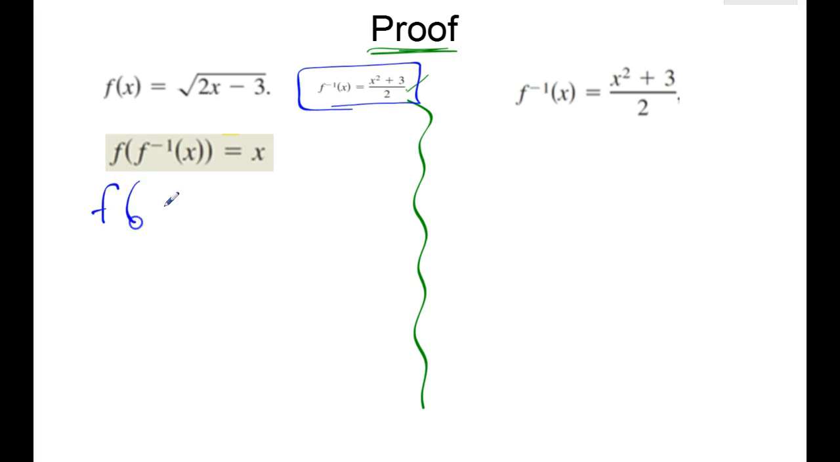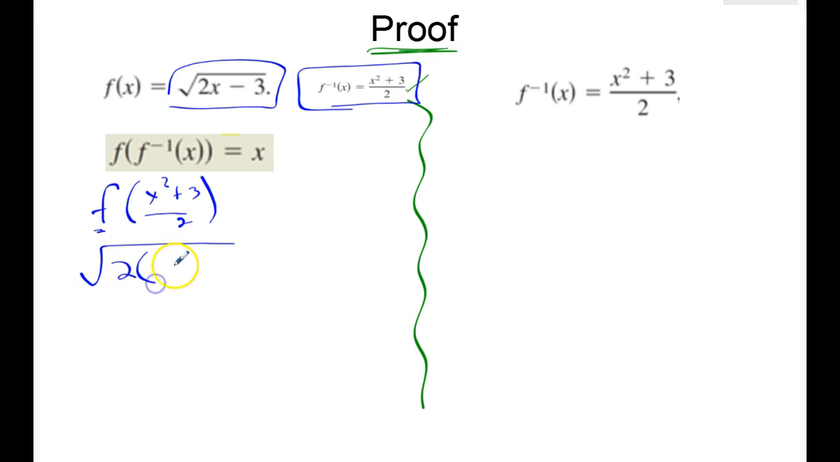So I'm going to plug that in, and it's (x squared plus 3) divided by 2, and I'm going to check to see if that really does equal x. So this says go to the f function and replace x with parentheses. So go to here and say the square root of 2 times parentheses minus 3. And then in the parentheses, you plug in the inverse function. In this case, (x squared plus 3) divided by 2.